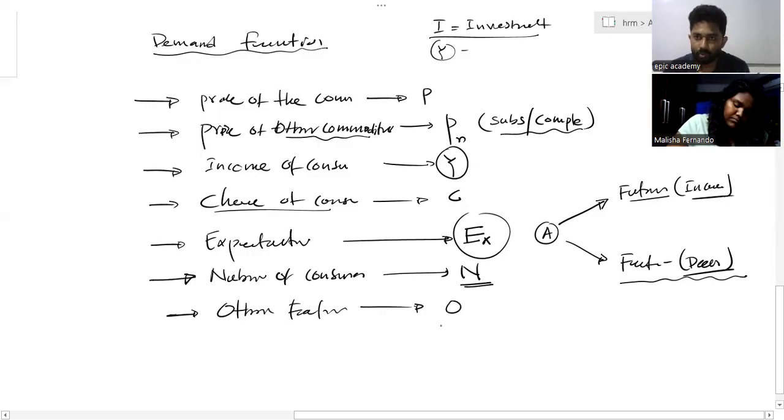We call it O, capital O. Other factors: environmental factors must be there, religious factors must be there, cultural factors must be there.